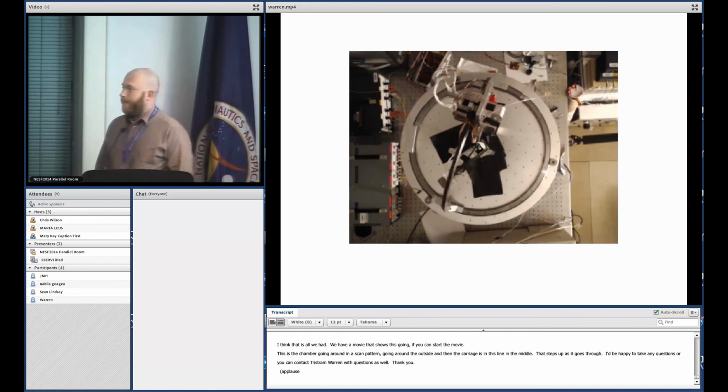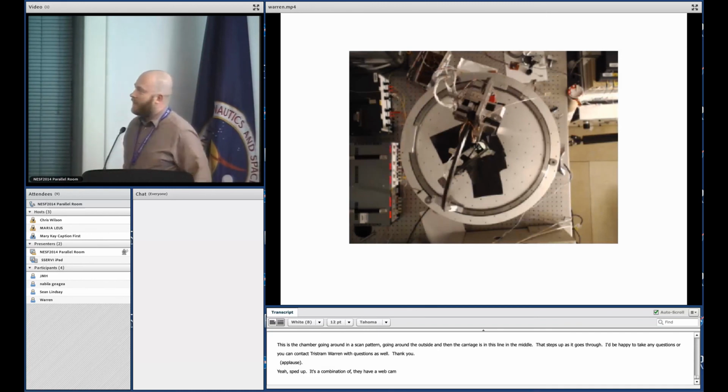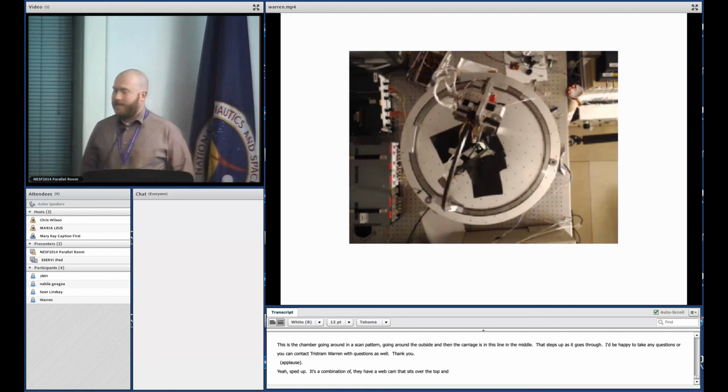I assume that movie was sped up. Yeah, it's sped up. It's a combination of they have a webcam basically that's just over the top of it, and they take frames. Questions for Ben?